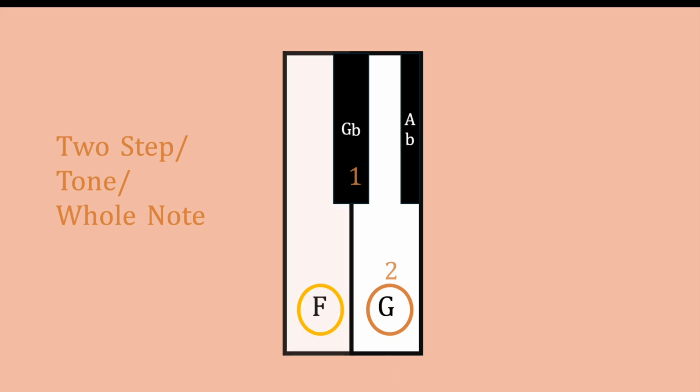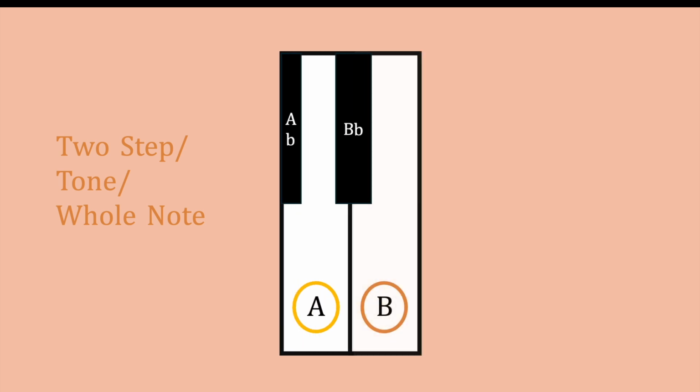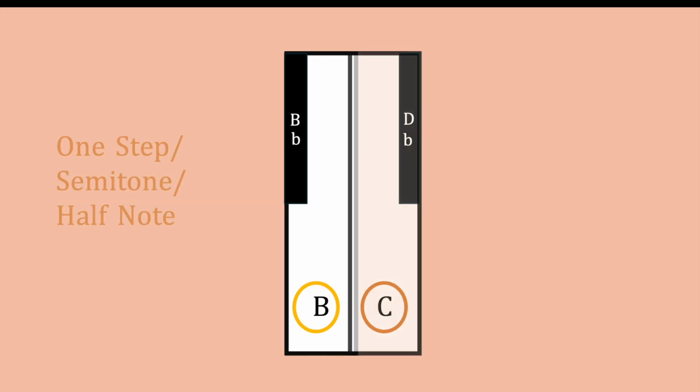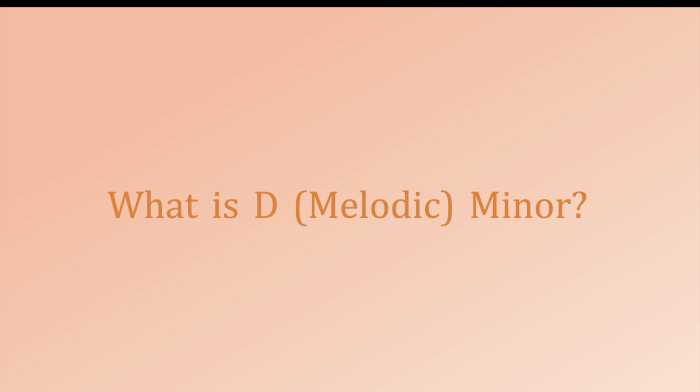Then from G, we move again with another tone, from G to A, ignoring A flat. From A again, we make another tone jump from A to B, ignoring B flat. Then we make a semitone jump and get ourselves back to the beginning with C. If you're confused by the fact that I used flats instead of sharps, as I explained prior, the minor scale has flats. In the comments, can you give me an example of what D minor would be?